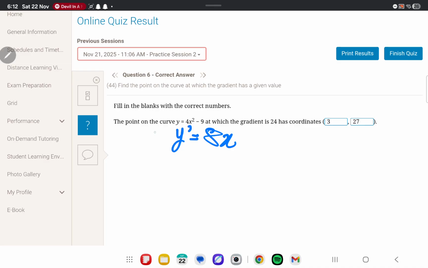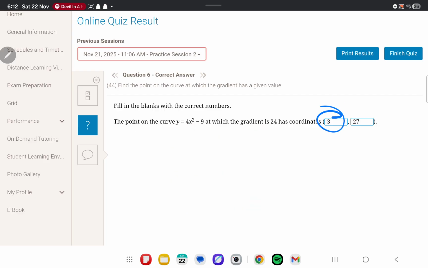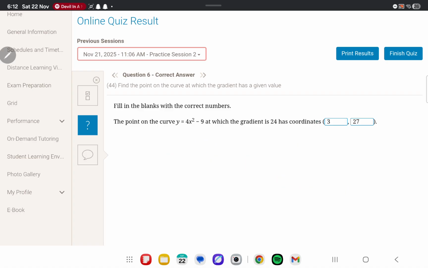Now, they didn't tell you the point. So you don't know the point. You don't know what to plug in x for. The gradient is 24. So y prime, which is what? The slope of the tangent, or the gradient, okay, is equal to 24. So what do you do? You just swap 24 for y prime. So 24 is equal to 8x. What does that mean? X is equal to 24 over 8, which is 3. Now, okay, that gave me the x value. How do I find the y value? Plug in 3 into the normal y, right? Just plug it in. So y is equal to 4 into 3 squared minus 9, which will give you 27. And that's the answer. Okay, question 7.